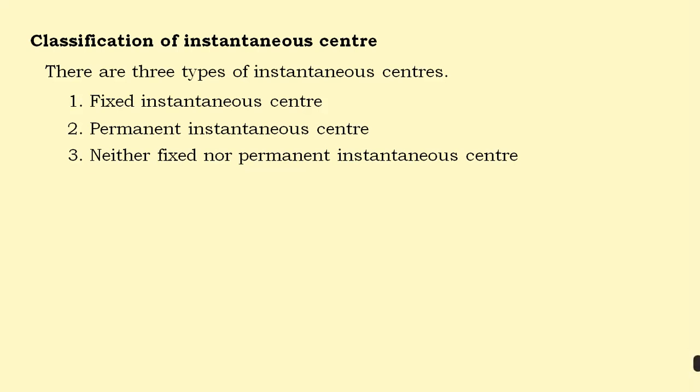So all the centers are given with a name as instantaneous center with some extended name, that is a fixed one, permanent one, and neither fixed nor permanent. So how can we understand these three? Here I would like to define the first one, which is fixed instantaneous center.